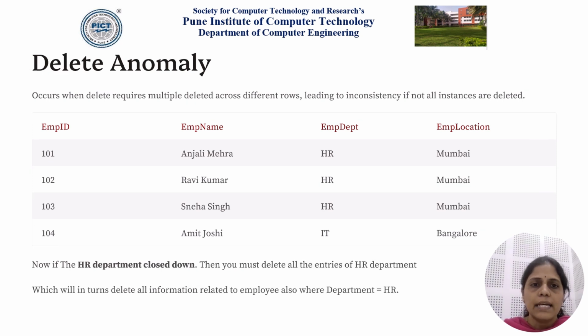The next one is a delete anomaly. It occurs when a delete requires multiple deletes across different rows, which leads to problems if all those instances are not deleted properly. Suppose in this case the HR department is closed down. In that case, I have to delete the entries in the relation where department is HR. But in this case, I have to delete all the information which is associated with that HR department also.